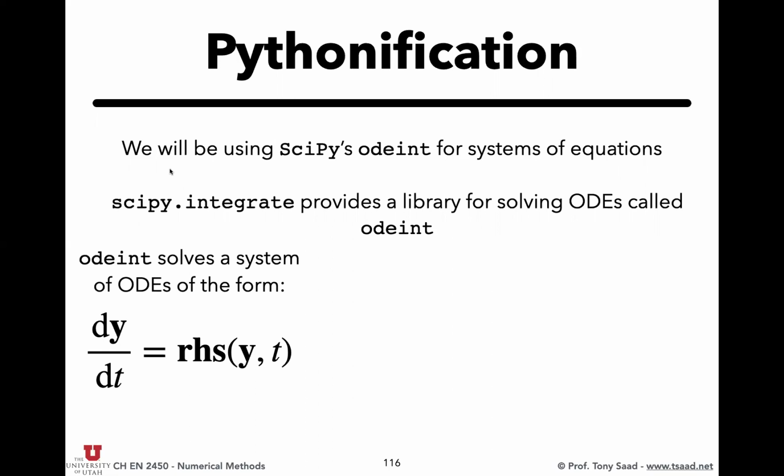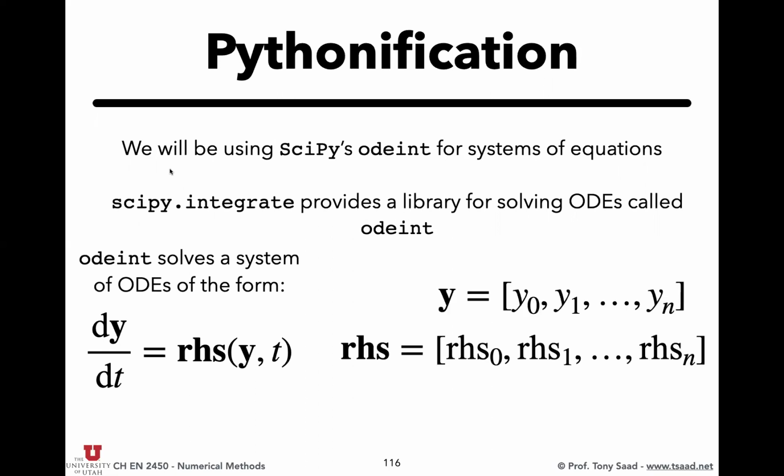And they solve a system of equations of the form dy by dt equals, so y is a vector of dependent variables. The first dependent variable is y0, second dependent variable is y1, etc. And that's equal to a vector of right-hand sides, where each of the right-hand sides is also a function of all the other dependent variables. So in other words, y is simply a vector of dependent variables, y0, y1, y2, all the way to yn.